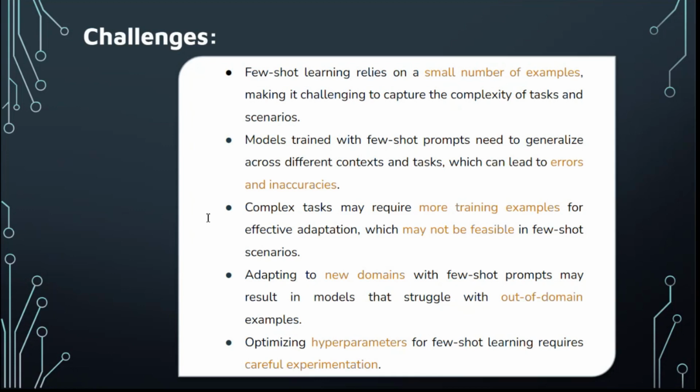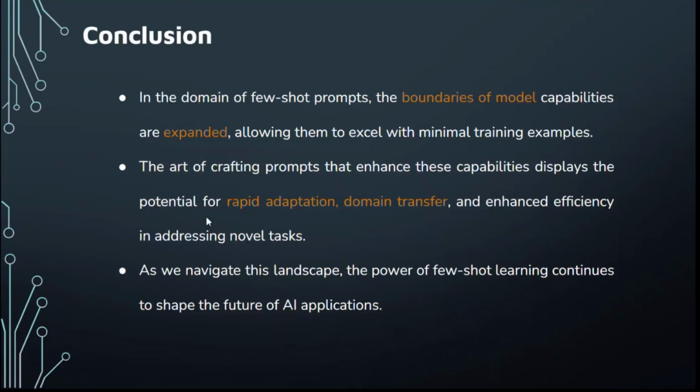And when tasks get complex, they might need more training. Plus, adapting to new domains can be tricky, and optimizing for different requirements is a bit of a hit and trial method. So, what's the takeaway? Few shot prompts unlock new horizons for models. They turn constraints into stepping stones. Crafting prompts that supercharge our models opens the door to quick adaptation like domain hopping and super efficient problem solving.